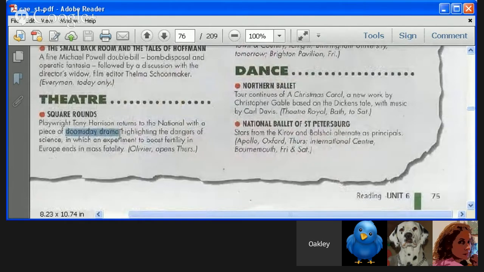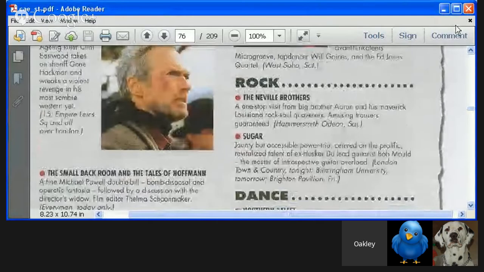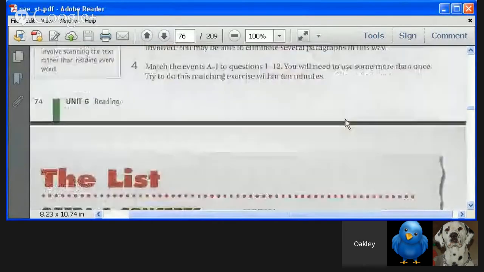Or doomsday drama. No, that's different. Here's a case where this is a trick, a doomsday drama. It's not necessarily a tragedy. Uh-huh. A little trick there. Anyway, that's another style of how they do CAE.